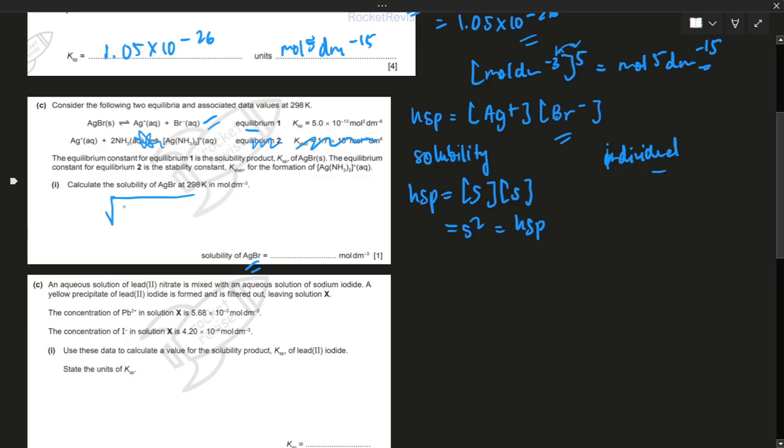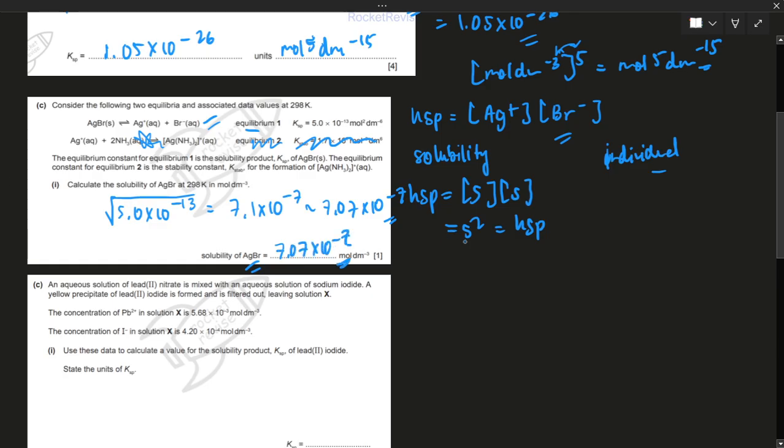So in equilibrium, to find the answer is extremely simple. You just square root it, and you end up with the value, which is 7.1 multiplied by 10 to the power minus 7. If you're using 3 decimal places, of course, I think it's better to use 3 decimal places. But yeah, this would be the answer.